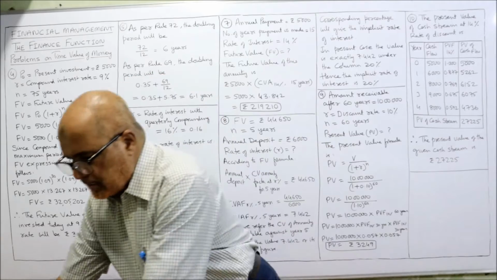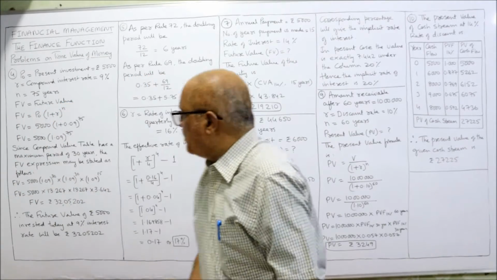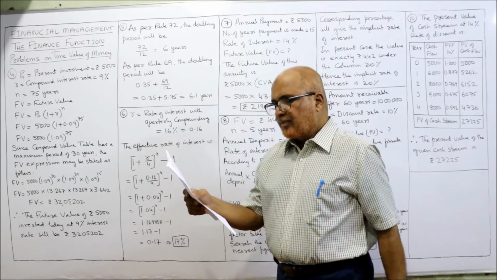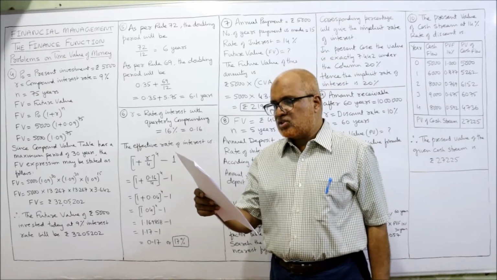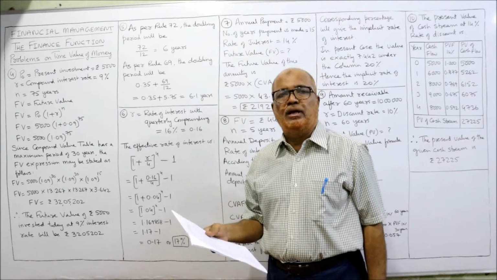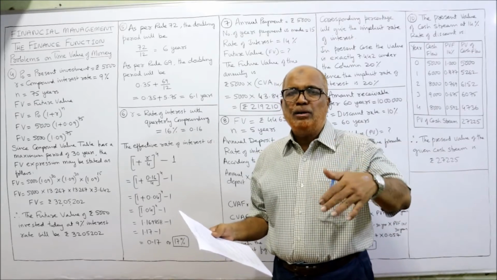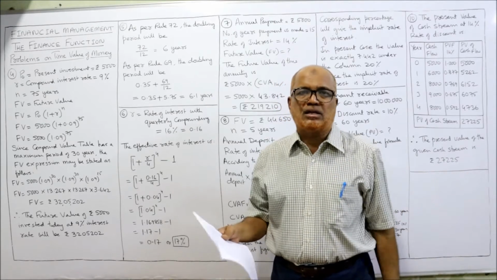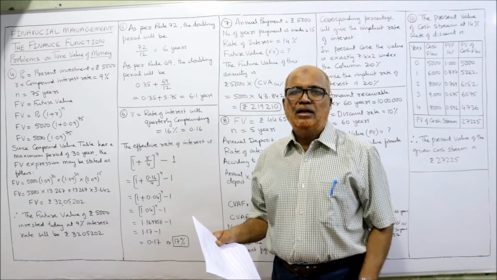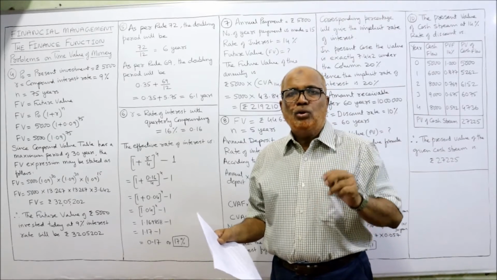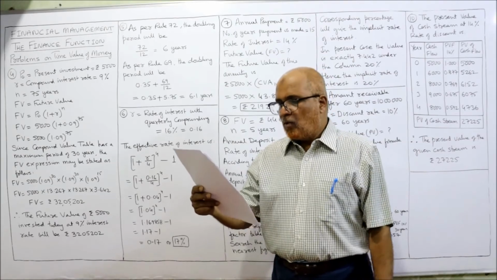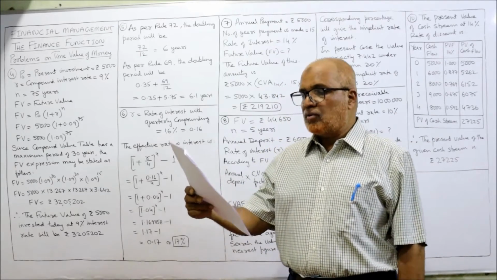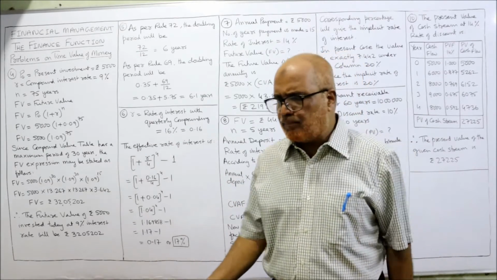That's it. Next comes problem number 6. A borrower offers 16% nominal rate of interest with quarterly compounding. That means the compounding process will be done every quarter, every 3 months. Year consists of 4 quarters. So 4 times interest is compounded. What is the effective rate of interest? Amount is not given.